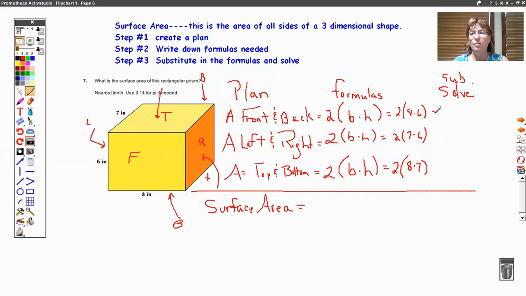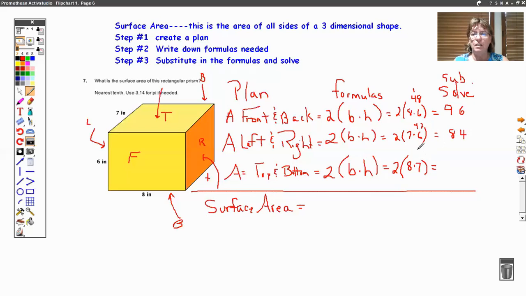And then all we do now is we just continue to solve, okay? And then we'll add all these together. All right, so we have 8 times 6 is 48. 48 times 2, 8 times 2 is 16. Carry the 1. 2 times 4 is 8, plus 1 is 9. So that's 96. 7 times 6 is 42, and then times 2. 2 times 2 is 4. 2 times 4 is 8, so that becomes 84.